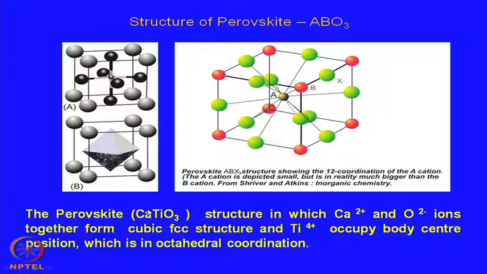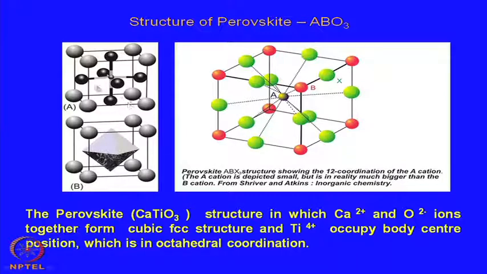One of them is an alkali earth metal oxide. Calcium is divalent, so it can be replaced by barium, strontium, magnesium and so on. The other one is titanium 4 plus. So, 2 plus plus 4 plus, and then it is 3 times 2 minus. So, what is the description?